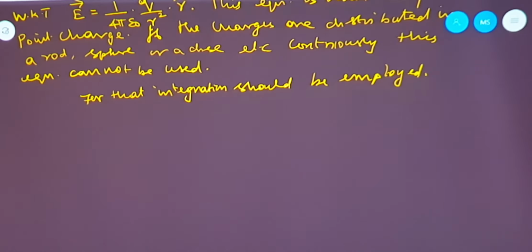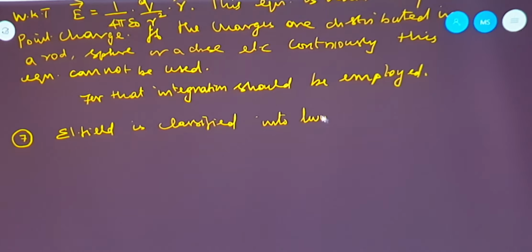Okay, let us move on to point number 7. What is this point number 7 now? When you are considering point number 7, I can classify the electrical field into two. So the electrical field is classified into two concepts. What are the two? One is uniform electrical field.